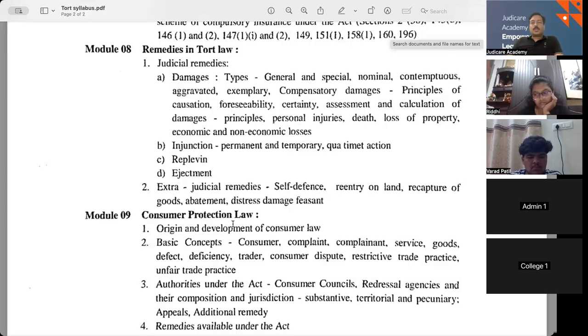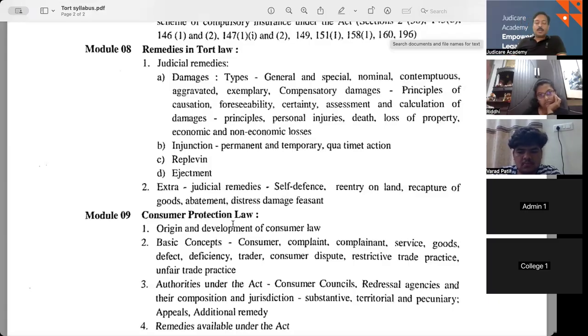Now, the next is quia timet action. This quia timet injunction is a type of injunction which is sought to prevent a future harm or threat even before any actual harm has occurred. It is based on a reasonable fear of impending injury and it's precautionary. For example, an artist might seek a quia timet injunction if they believe a competitor plans to release a similar work that would infringe on their copyrights.